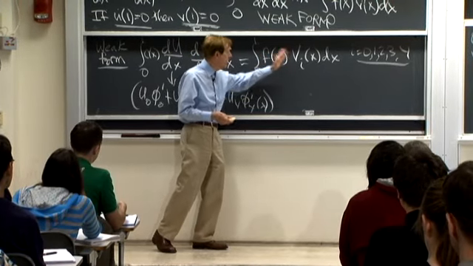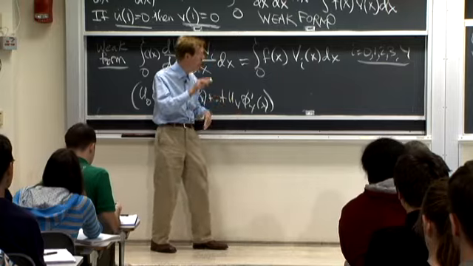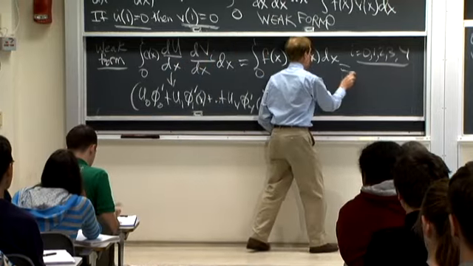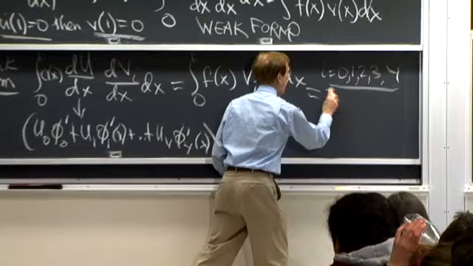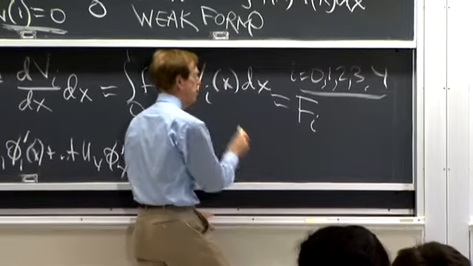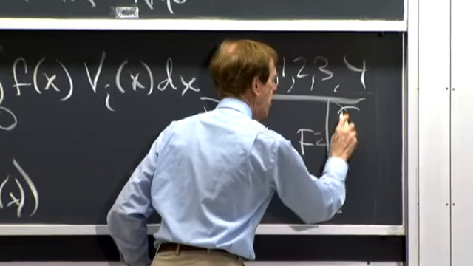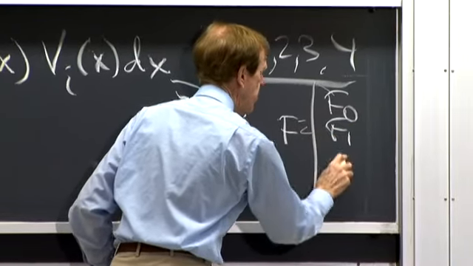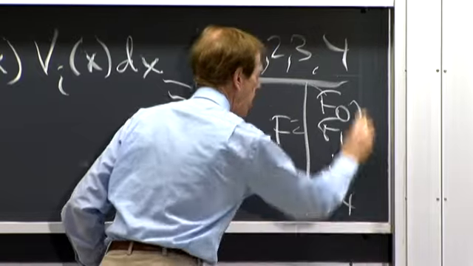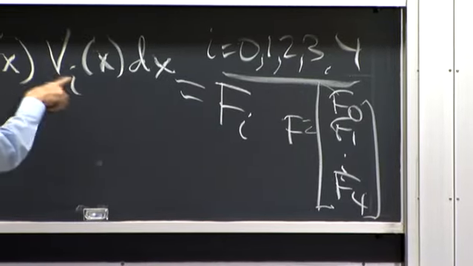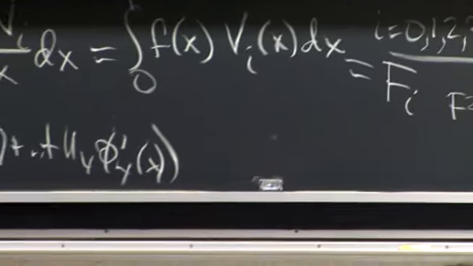We have f of x times each v. This number will be f sub i. So my f vector is going to be f0, f1, down to f4, the 5 numbers that I get from these 5 integrals. All right.